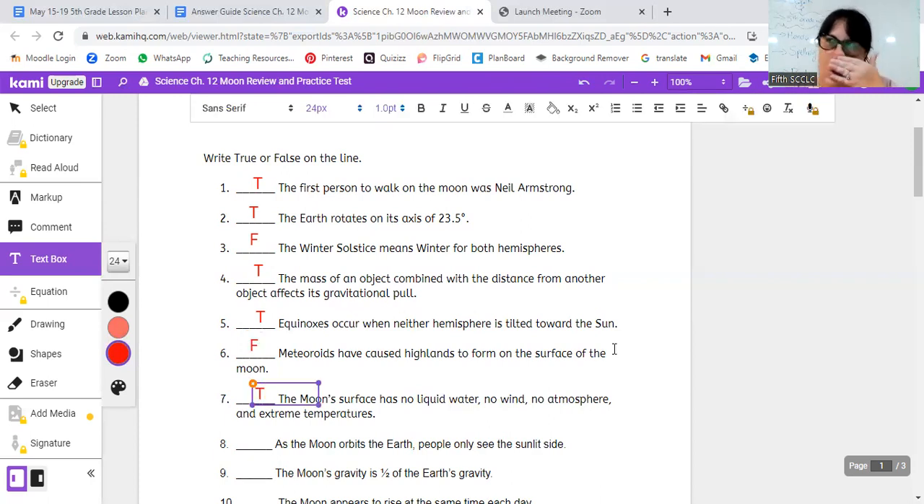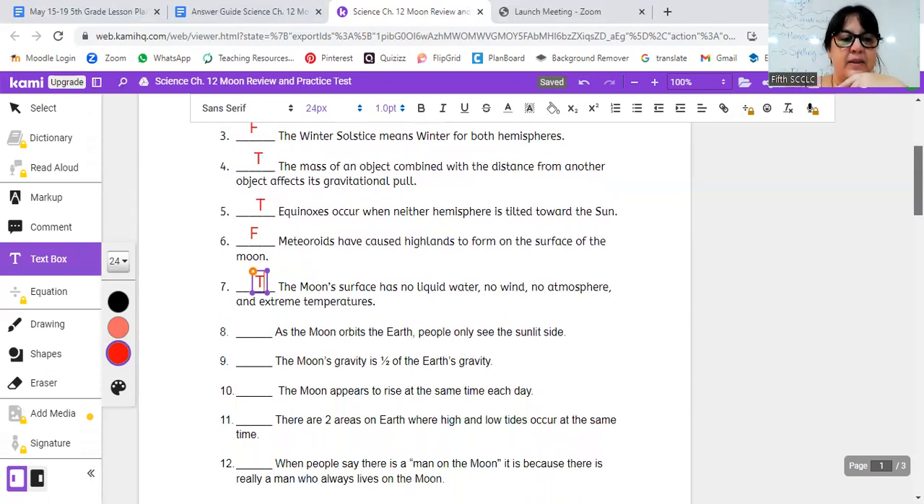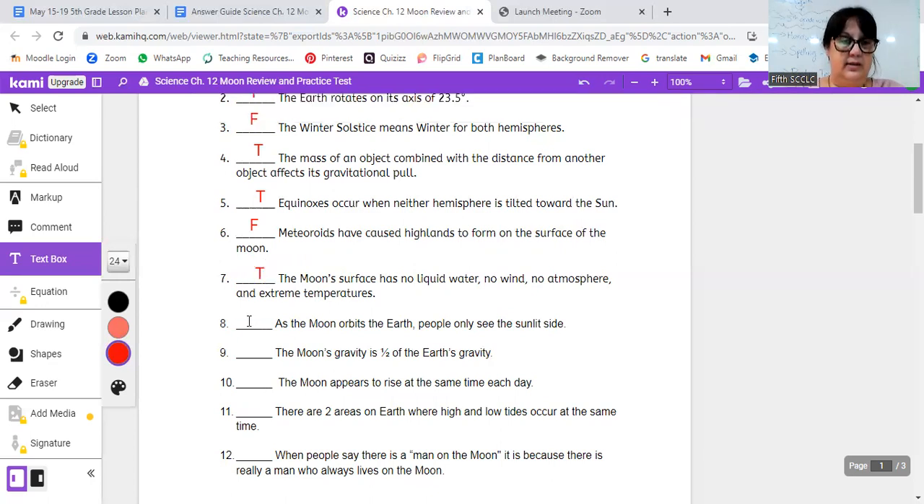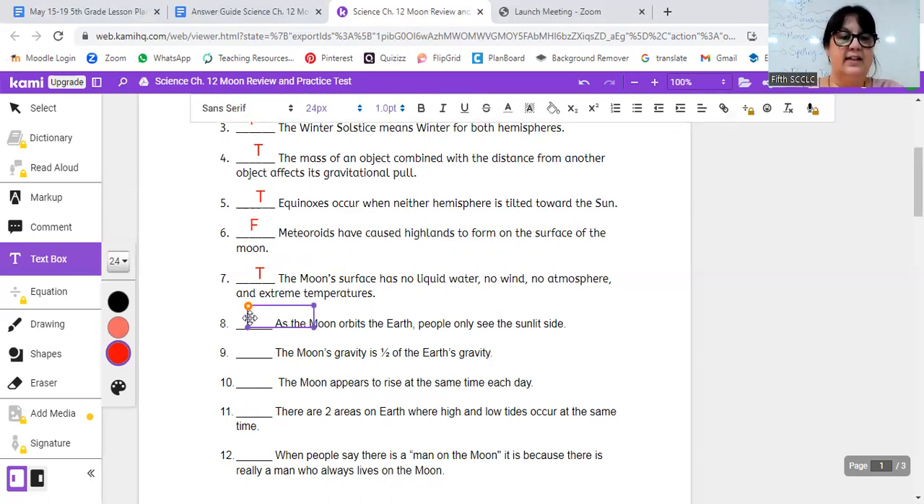But quietly, please. Okay, number 8. As the moon orbits the Earth, so orbits means goes around. As the moon orbits the Earth, people only see the sunlit sky. Lucas? Nope. True. Marcos, you need to stop talking when it's not your turn, please. Okay, that is true. We see the side that the sun hits because otherwise it's the shadow.